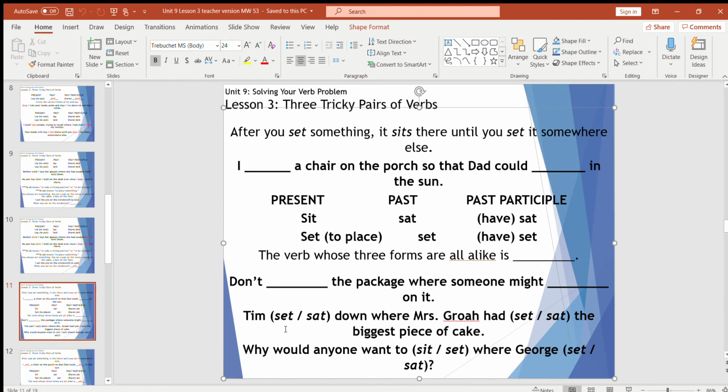So is he putting something down, or is he just resting his butt? He is resting his butt. So he sat down where Mrs. Grower had. She's doing it to cake, so she set the piece of cake. Why would anyone want to sit or set where George sat or sat? Why would anyone want to sit where George sat?